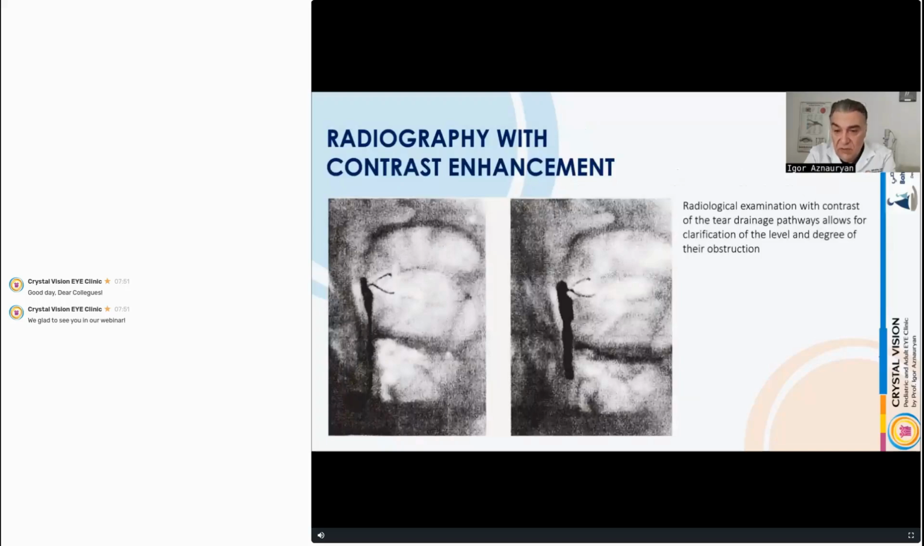Dacryocystography with contrast of the nasolacrimal duct is also used to fully assess any existing abnormalities, the type of abnormalities, the location of retention, and where the obstruction is. Accordingly, this is very important for making an accurate diagnosis. In special cases, not in all. Moving on. Well, iodolipol is used as a contrast.